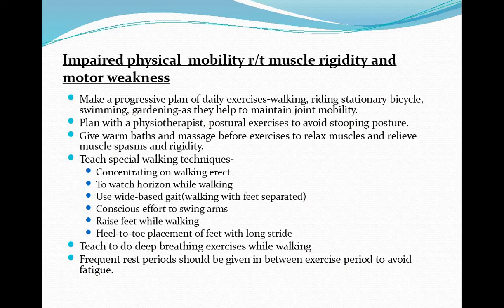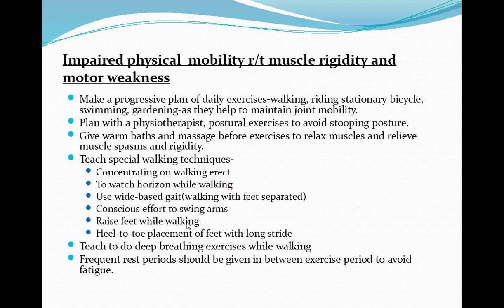So if the muscle spasm and rigidity is relaxed, the person will be able to perform better in the exercises. Teach special walking techniques, that is concentrating on walking erect because the posture is stooped, and to watch the horizon while walking. If the person will be watching the horizon, he will be actually standing erect, right? Use a wide-based gait, that is walking with feet separated. Now these patients with Parkinson's disease have a short shuffling gait. So if we tell them to consciously walk in a wide-based gait, it will help to improve the gait. Conscious effort to swing the arms. Earlier I've told you that there is reduced swinging of the arms, so we have to make the person conscious that he has to swing his arms.